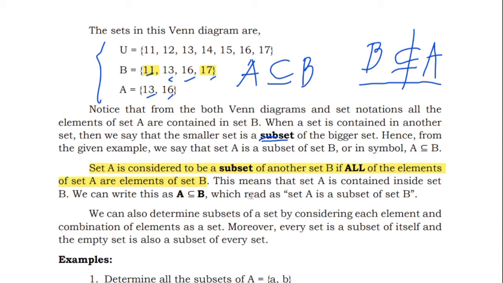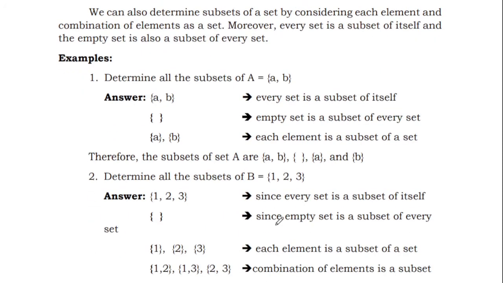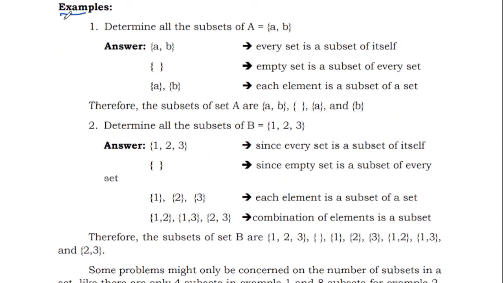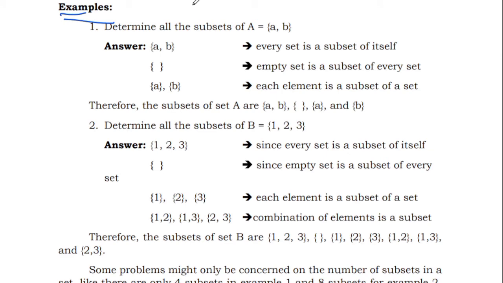Okay, that's for clarification. So we now have this symbol here, the subset symbol, which reads as set A is a subset of set B. That's it. Okay, for more information, we have here an example. As you can see, determine all the subsets of set A with the elements of A and B.